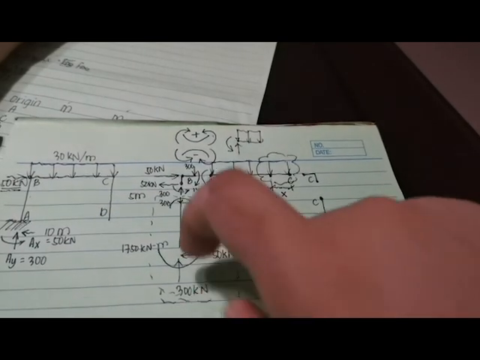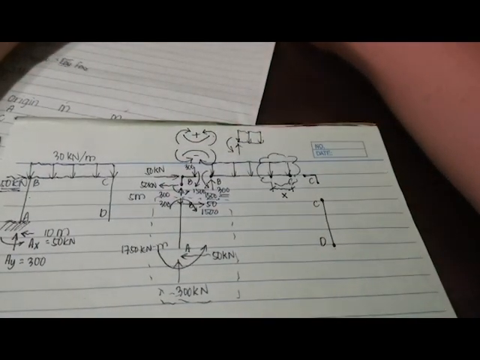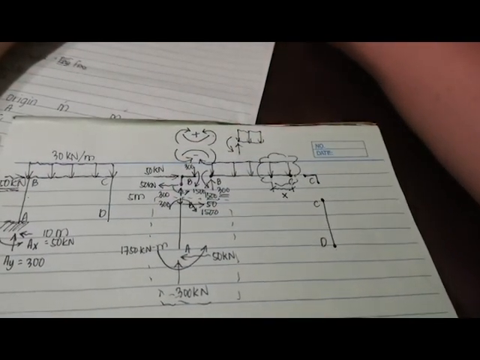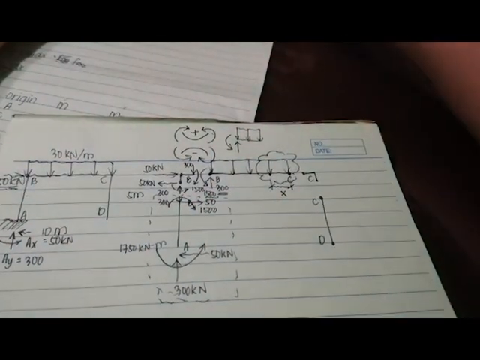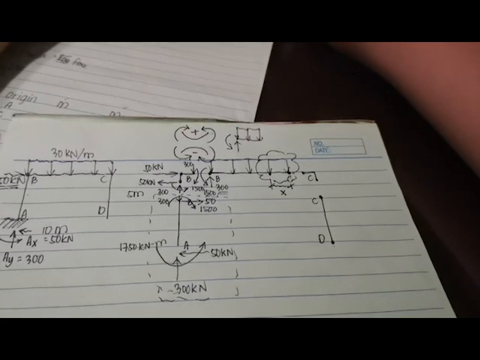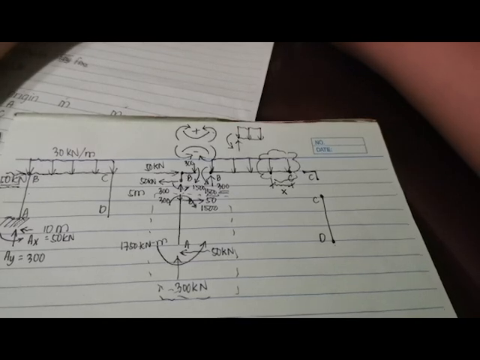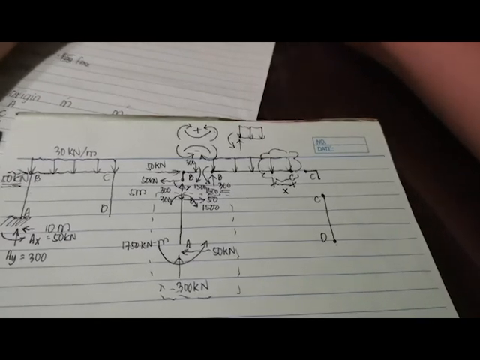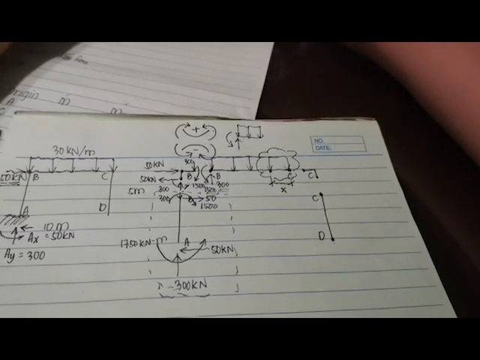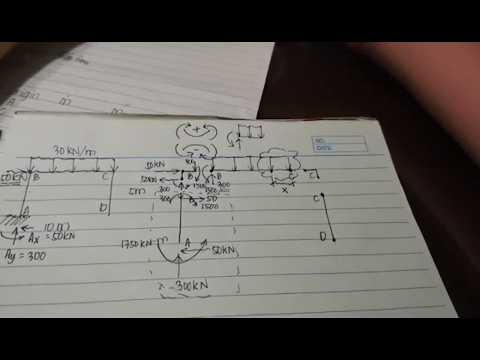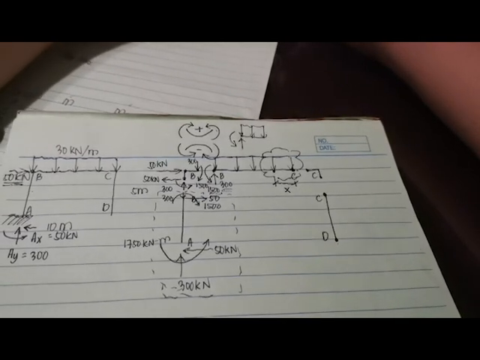If this is 300, your 300 is also the opposite. If we do summation of moment at A, you have a 1,750 kilonewton meter moment here. So negative 1,750 plus 1,500 plus 50, multiplied by 10.